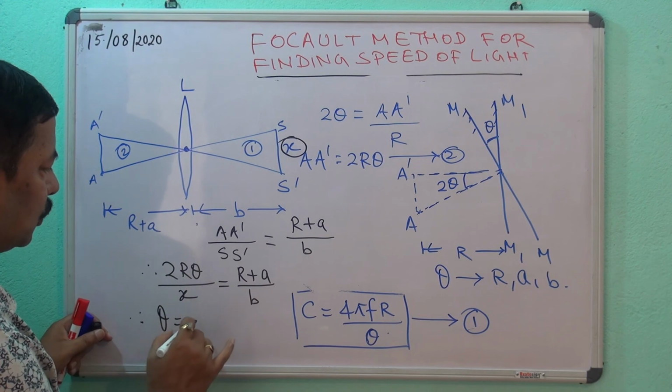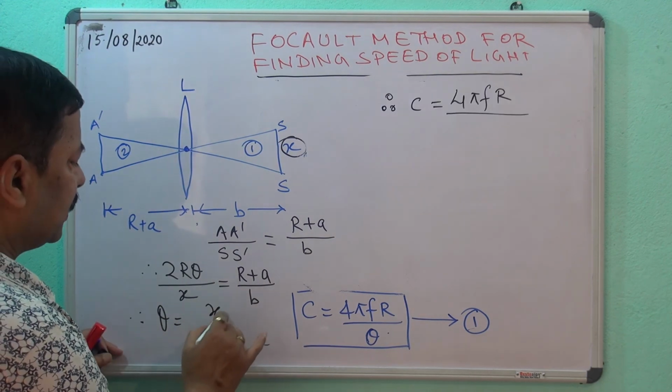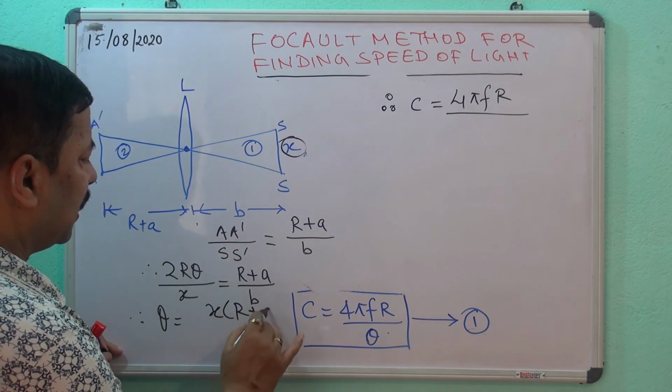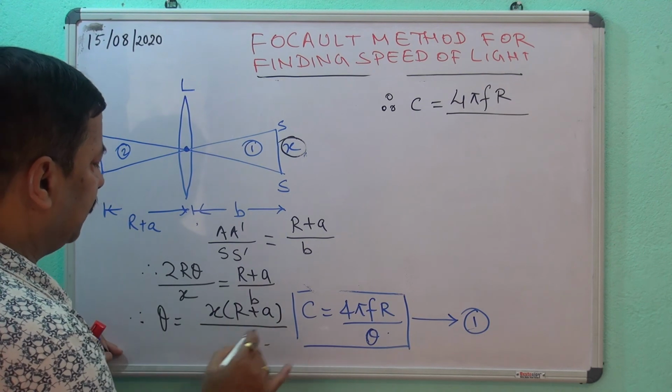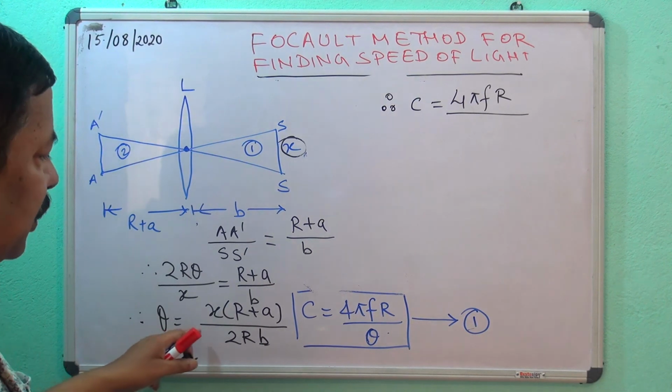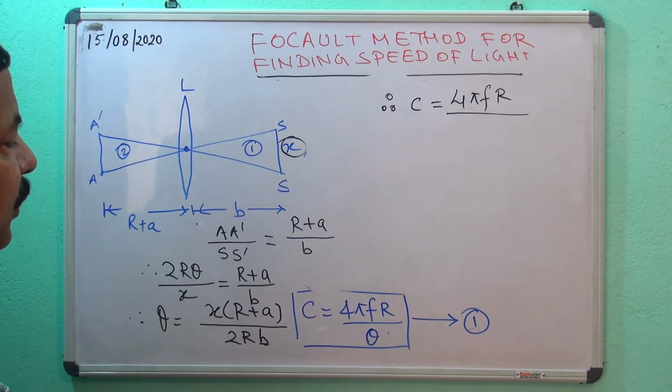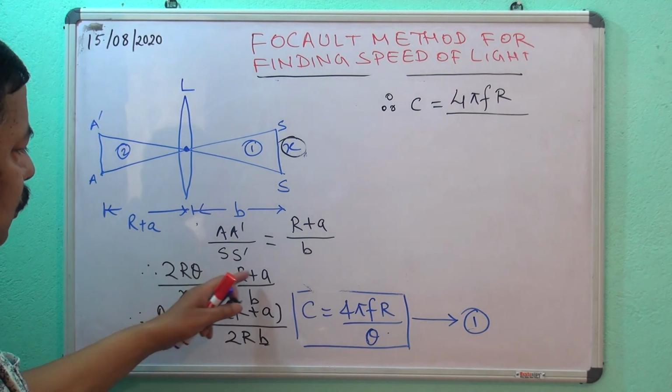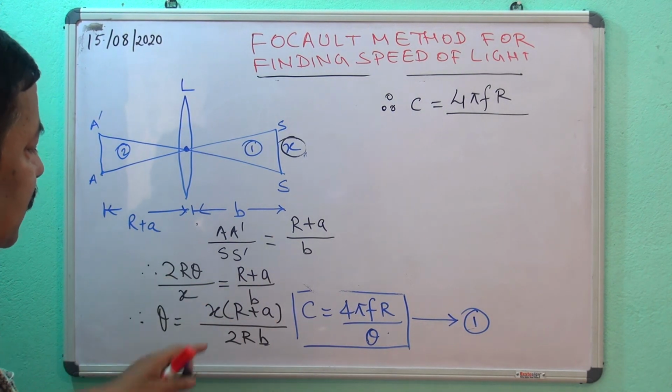theta is equal to X into R plus A by 2RB. This is the value of theta. Theta is equal to X into R plus A by 2RB. This is the value of theta.